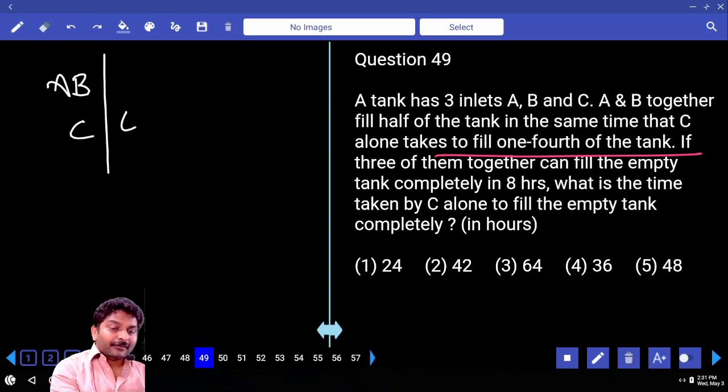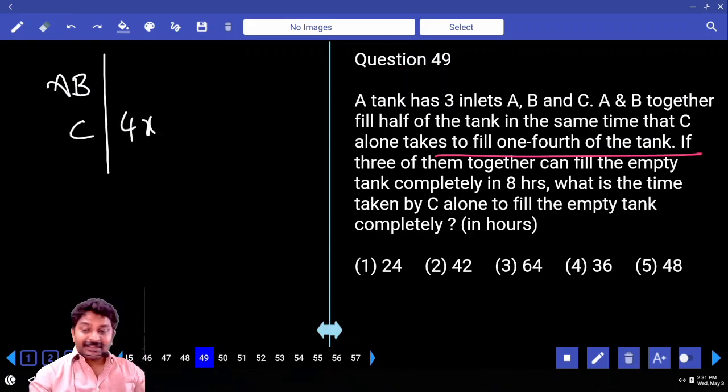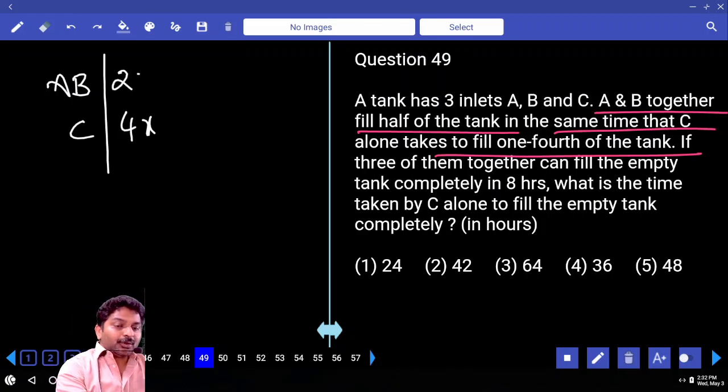To fill 1/4 of the tank, if C takes x hours to fill the total tank, come on, 4x. To fill 1/4 of the tank, how much time is it taking? X hours, correct? Which is equal to the same time as the time taken by AB to fill half the tank. So if the tank is full, to fill half of the tank, AB takes x hours only. Then to fill the total tank, 2x.